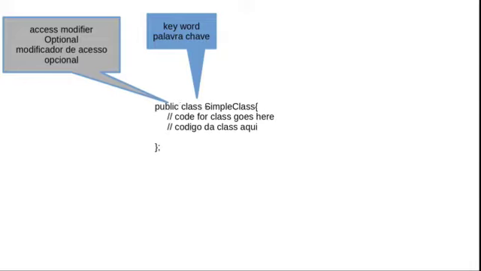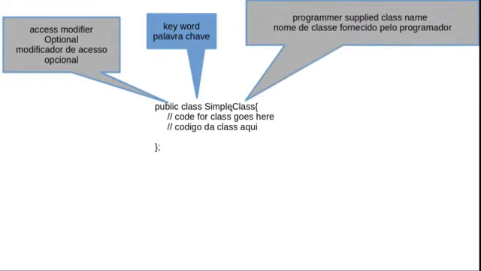Then you start the class you're going to write with the keyword class. Then this is the programmer-supplied name. So you give your class a meaningful name, and you see it starts with a capital. This is not a syntax rule, it doesn't have to be, but it's recommended to use camel case. So this is one word, another word, SimpleClass, and you start camel case with a capital there, then a capital, and so on.